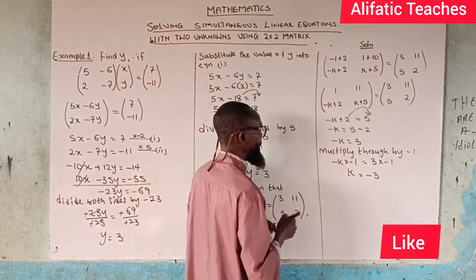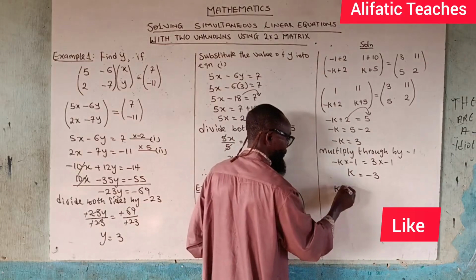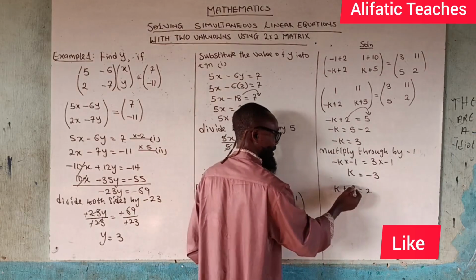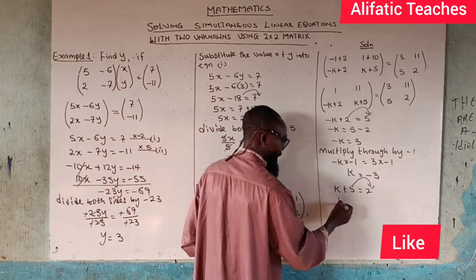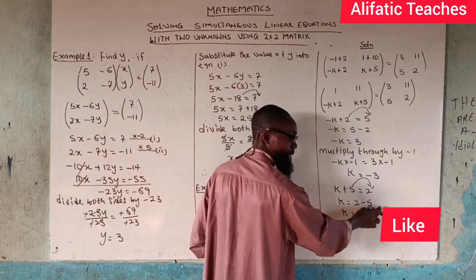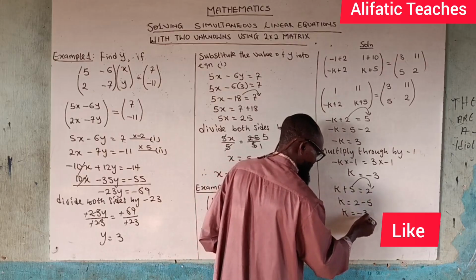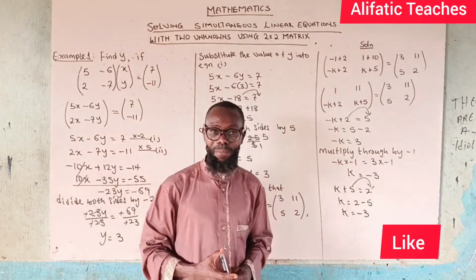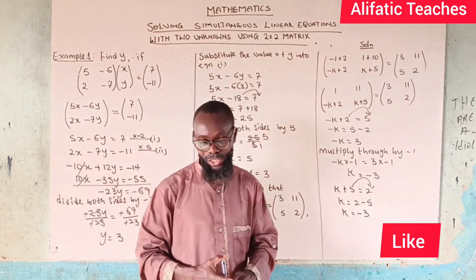You can as well equate this, k plus 5 to be equals to 2. In this case, plus 5 goes to the other side, so k equals 2 minus 5. K equals 2 minus 5, I have minus 3. So this is how to carry out the operation using matrices to solve simultaneous equations.